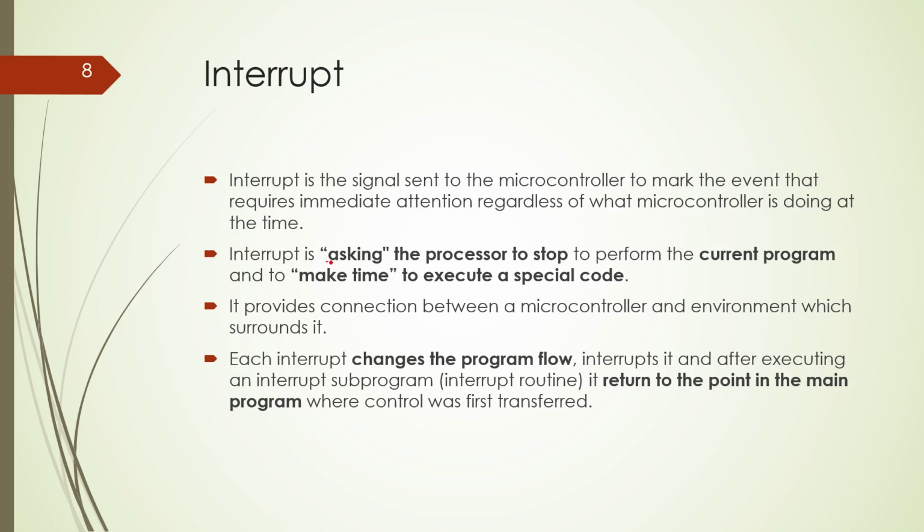Okay, an interrupt asks the processor to stop performing the current program and make time to execute special code. This special code is saved in the subroutine, interrupt subroutine, or functions. Each interrupt changes the program flow, interrupts it, and after executing an interrupt subprogram or interrupt routine, it will return to the point in the main program.